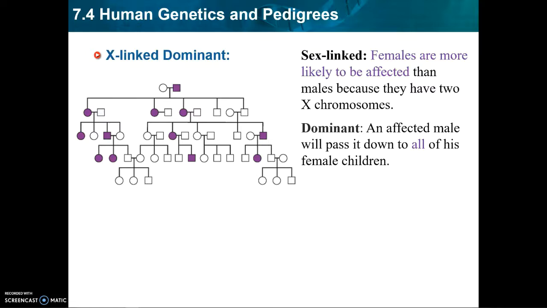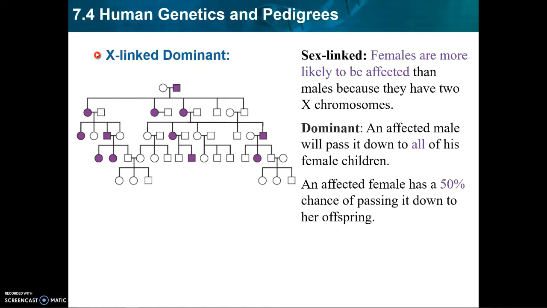Now, in this case, a male is going to pass it down to all of his female children because, again, the male always passes his X down to his daughters. If this is a dominant allele on the X chromosome, all of his daughters will inherit 1 copy of a dominant allele and will be affected. And those affected females who get 1 allele from dad are going to have a 50% chance of passing it down to their offspring. And so that's why it's very common to show up in every single generation.